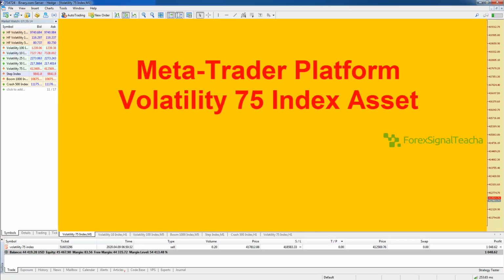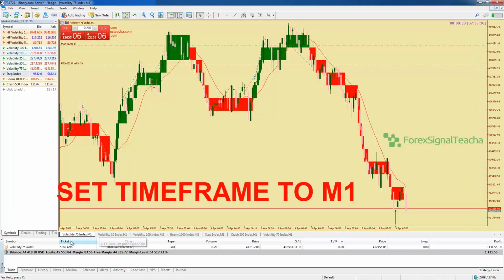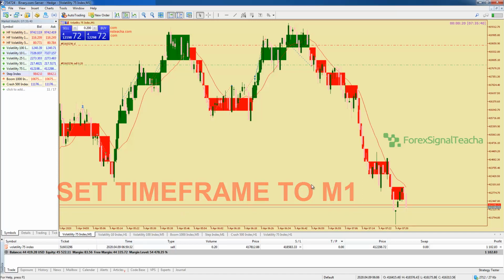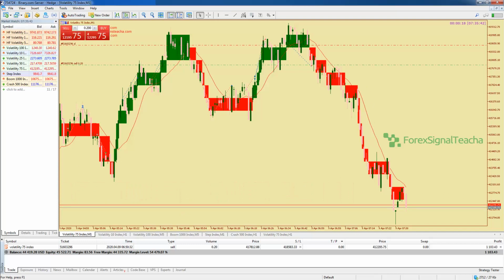So the first thing that you want is to have MetaTrader and also to have the volatility 75 index on your charts. So simply look at the charts right now. You are going to see that you need to set your charts to M1, meaning 1 minute represents one candlestick. All right, so once that is done, you need to put the trading system on your charts now.